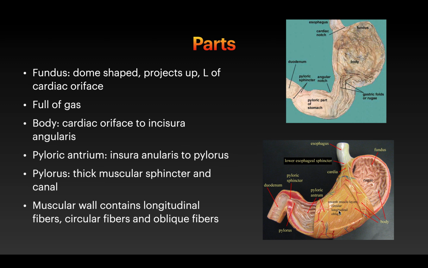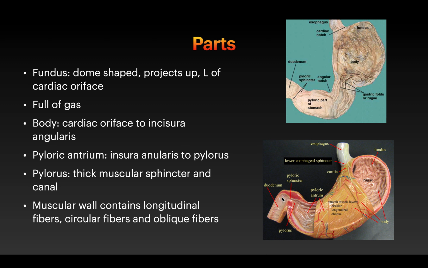The smooth muscle, as you can see here, has the circular, the longitudinal, and the oblique layers. This allows the stomach to stretch quite a bit and have the elasticity, so after you've eaten a fairly large meal, it can snap back into its original size.